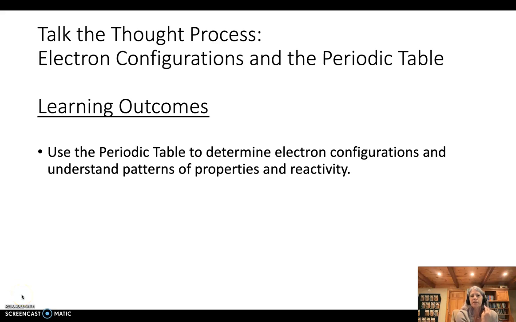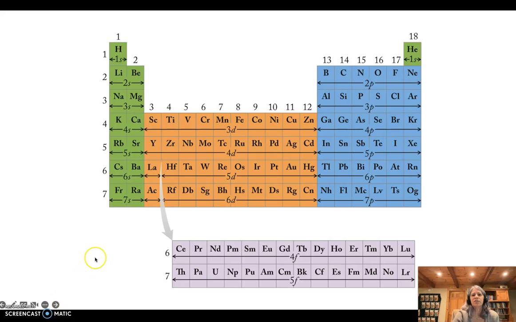So here in our Talk the Thought process, we're going to talk through how we come up with some electron configurations and then relate them to the trends we see in the properties and reactivities of elements in the periodic table. So here's a lovely picture of the periodic table, and this is a version provided by the textbook I use in my class, Chemistry, an Atoms-Focused Approach.